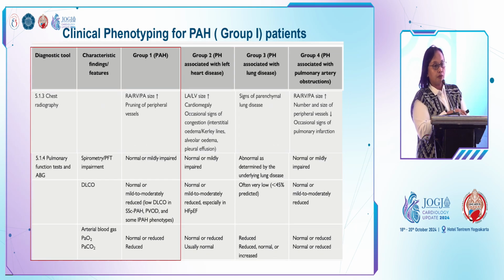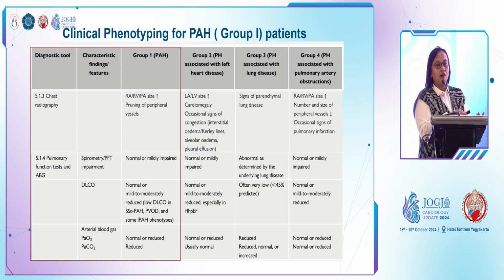And for the chest X-ray, for PAH, we will see the majority of the involvement in the right heart. And for left heart disease, we will see the involvement of the left heart. You will see the LA and LV size increase. You also will see signs of congestion. Sometimes you will see Kerley B lines in the chest X-ray.